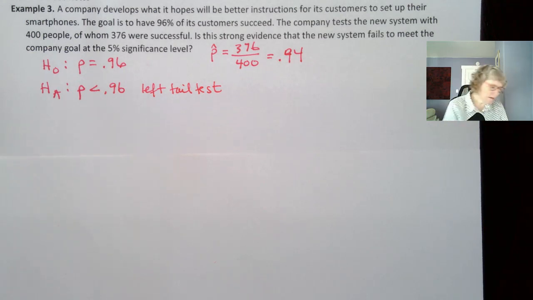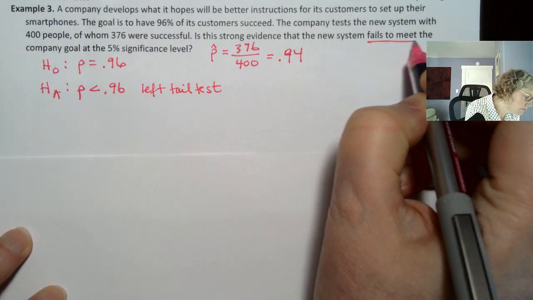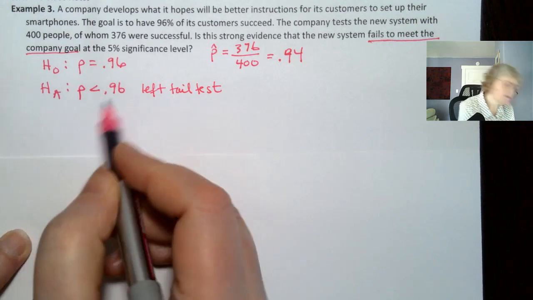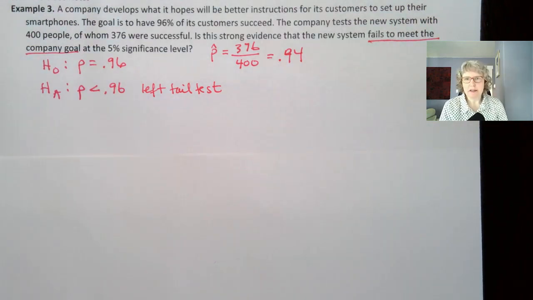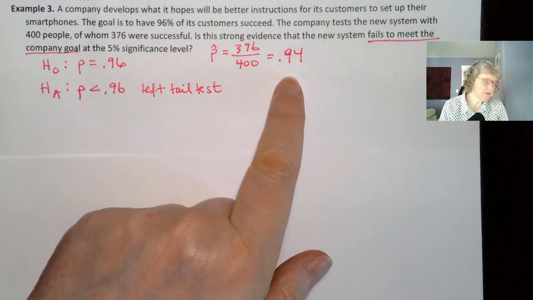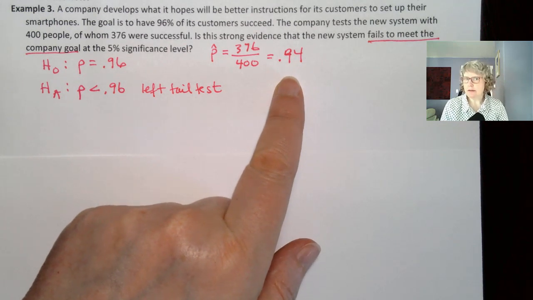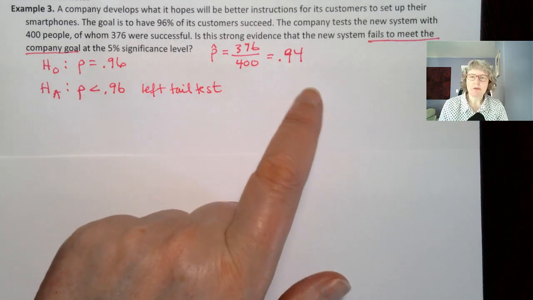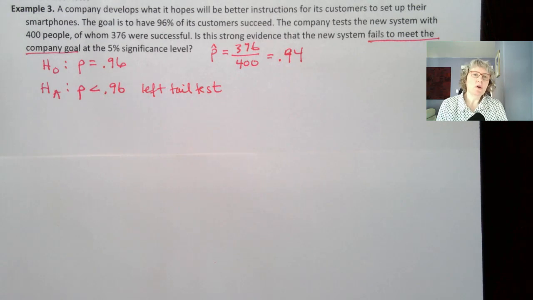because failing to meet their goal means we're testing, is it significantly less than? We know it's less than, we just don't know if that's due to chance, due to sample variation, or is it significantly less than 96%? So we've got our hypotheses written out.